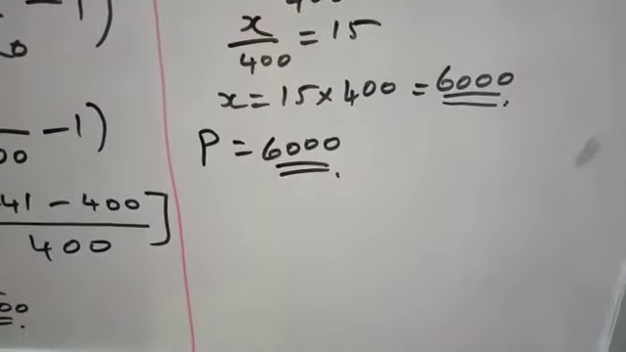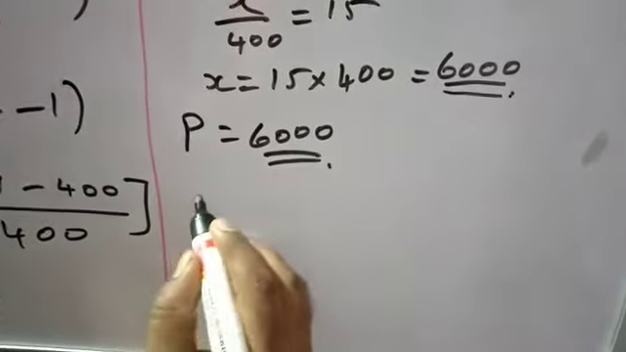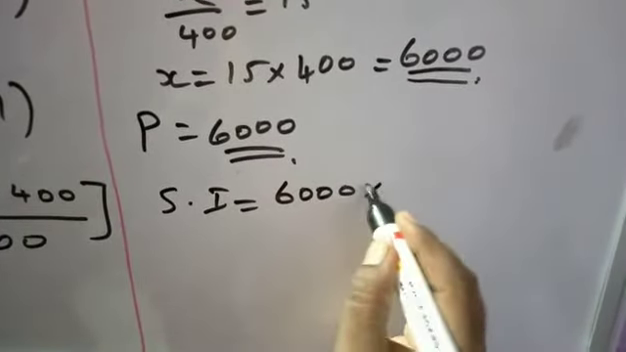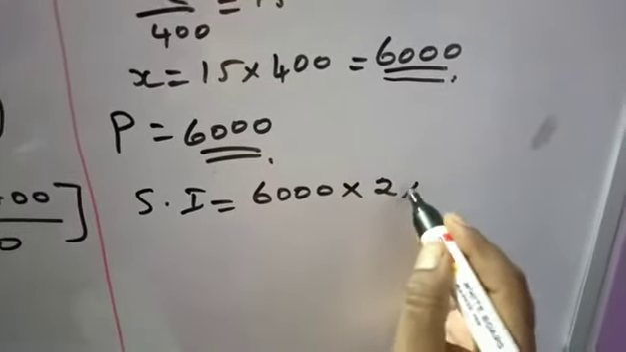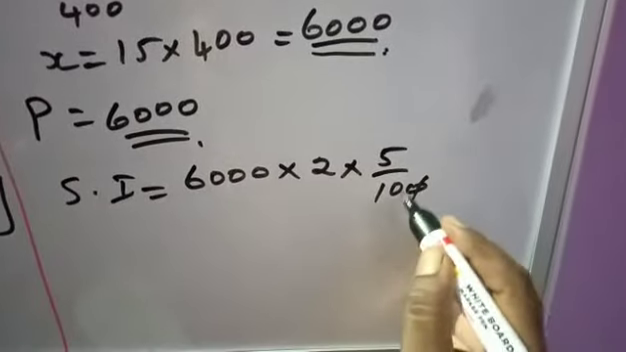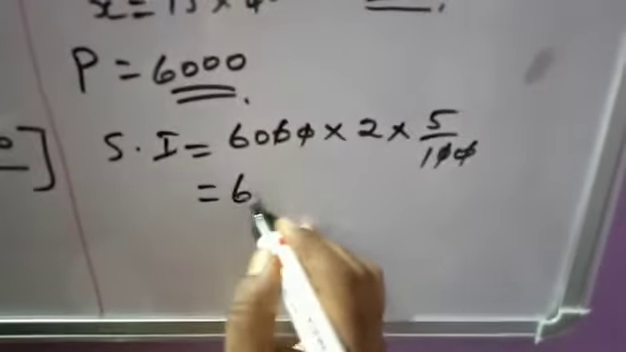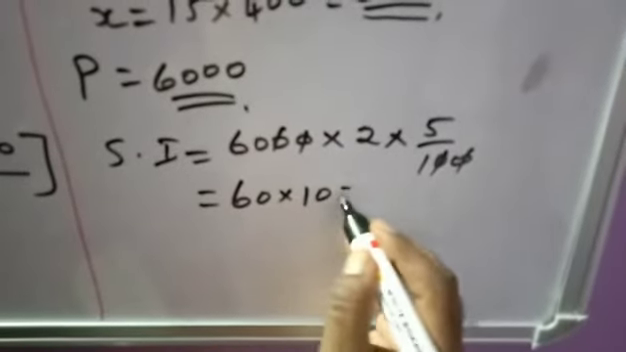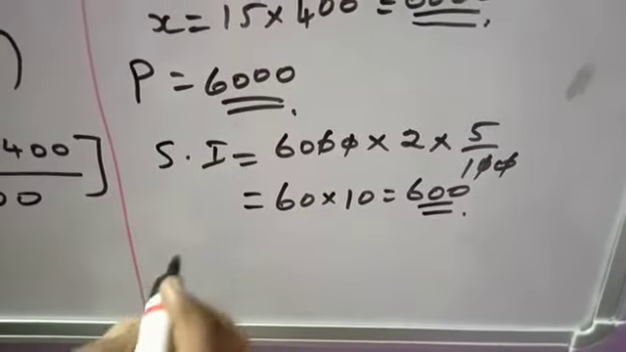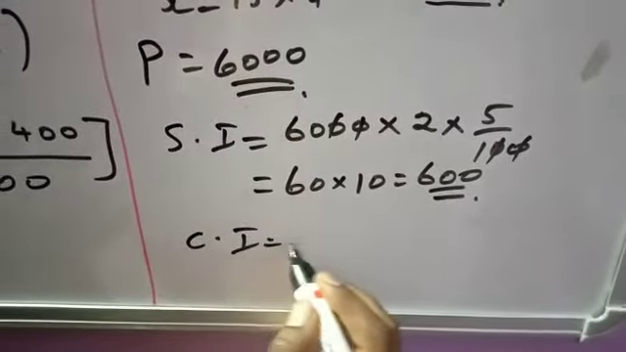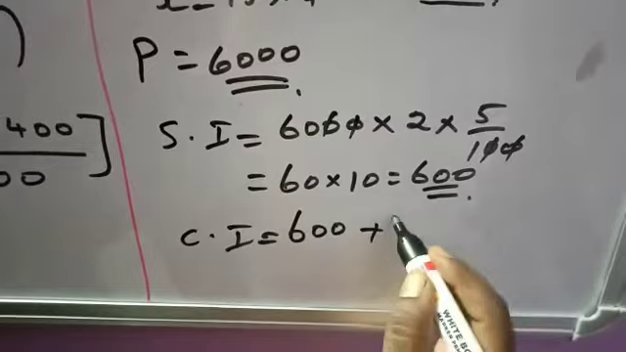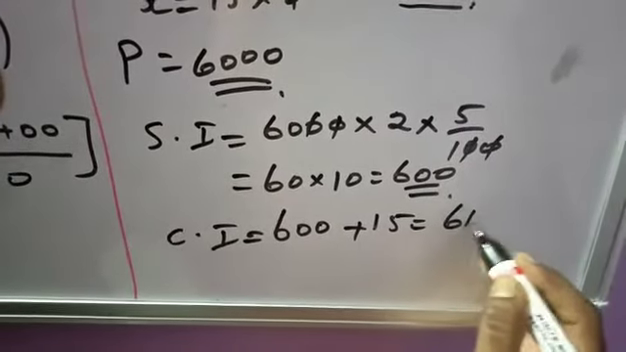Now we need to find the interest. So we can take simple interest. Simple interest equals P 6000 into N 2 years into rate of interest 5 by 100. You can cut. So 60 into 10 equals 600 is the simple interest. Now compound interest: the given is 15 more than the simple interest. So 600 plus 15 equals 615.